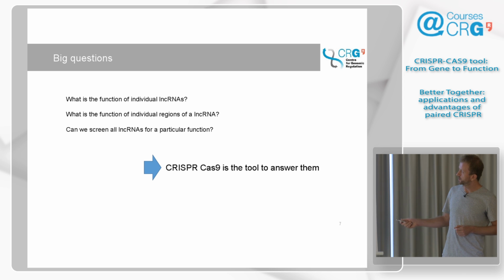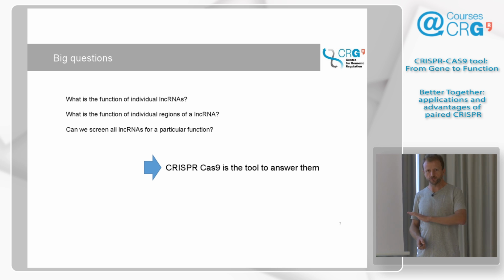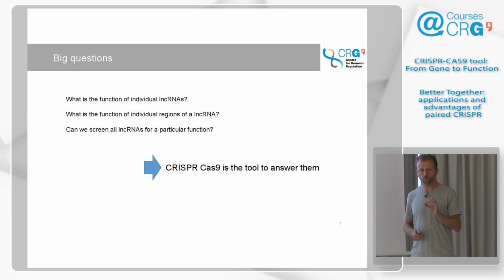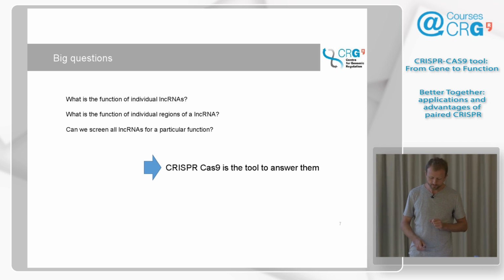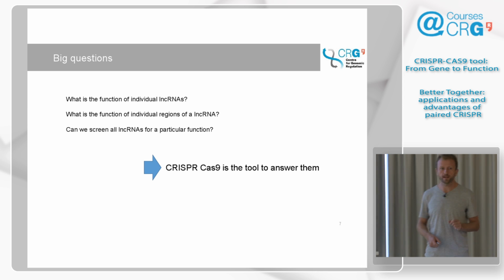And really what the ultimate aim would be is, can we not only look at individual lncRNAs, but can we start to screen thousands or all of them in a single experiment and knock them all out in parallel and find the ones which give a particular phenotype? And what, of course, I'm going to tell you is that we think that this CRISPR-Cas9 may be the tool that can do all of these things.